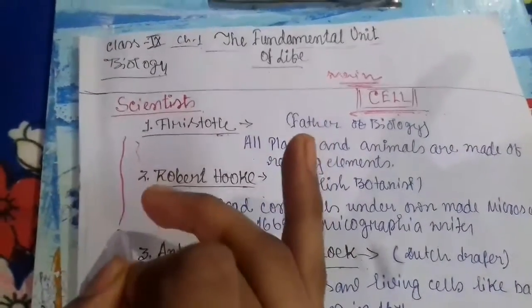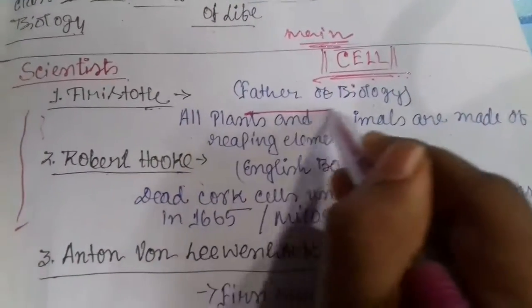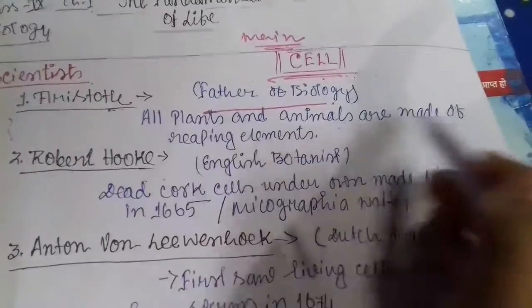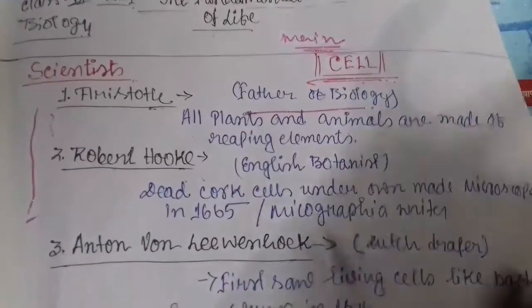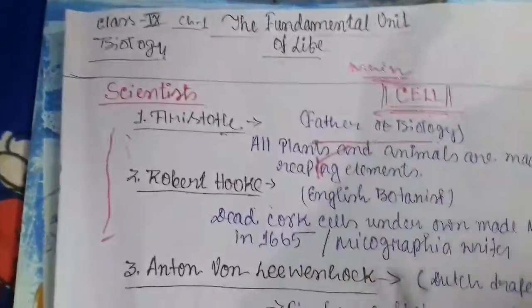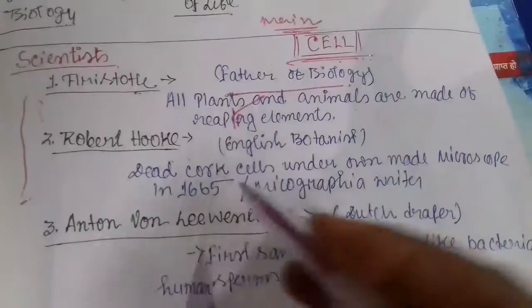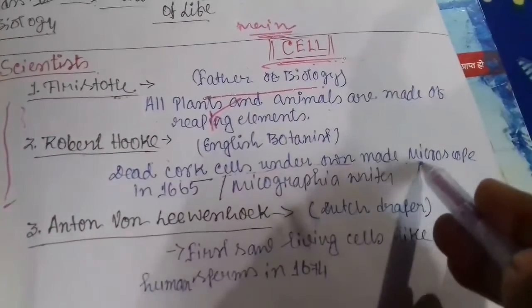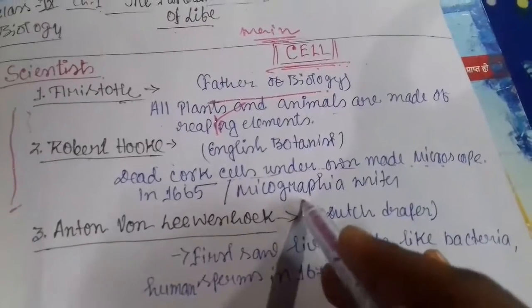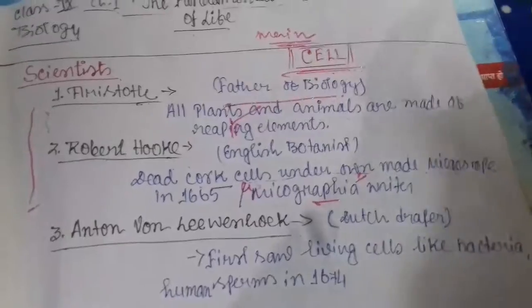So before starting our chapter, we should know about some scientists. First is Aristotle, who is also known as the father of biology. He said all plants and animals are made of repeating elements, but didn't give any idea about the elements. Then came Robert Hooke, who in 1665 saw dead cork cells under his self-designed microscope and wrote a book, Micrographia, and also named the cell as cell.